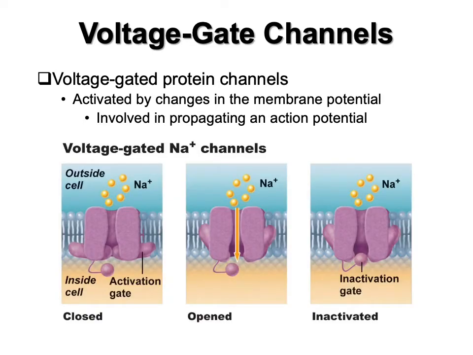Voltage-gated protein channels are activated by changes in the membrane potential, specifically when the membrane becomes depolarized. Depolarization of a membrane occurs when the inside of the membrane becomes more positively charged than the outside of the membrane.